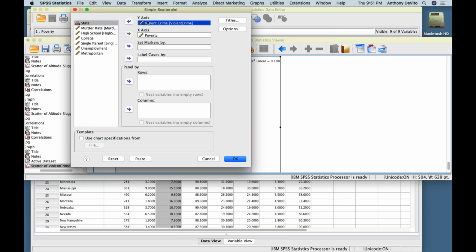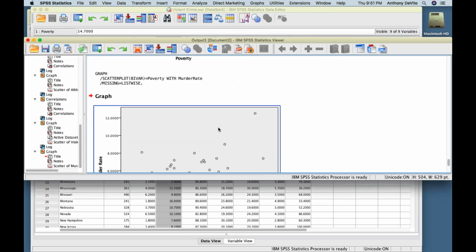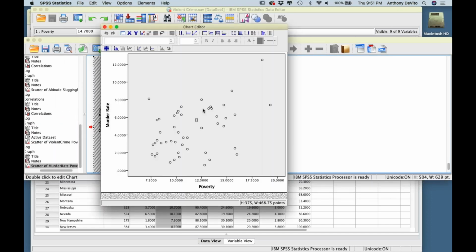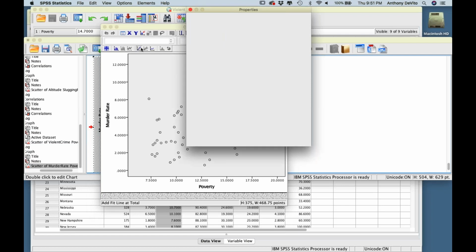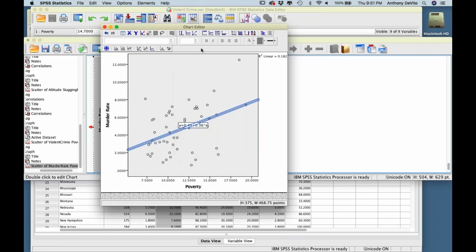Okay, instead of violent crime, let's try the murder rate. And click OK. Okay, let's see if the association is stronger here. So that looks like it's a little bit stronger association than we had before. Okay, and look at this one. There's an outlier up here. There's a state where the murder rate is much higher than the others.